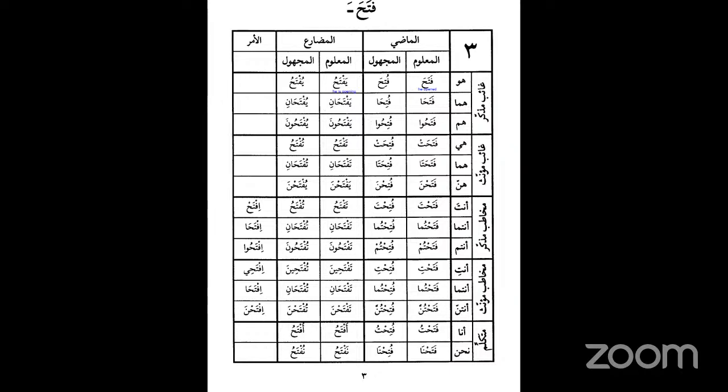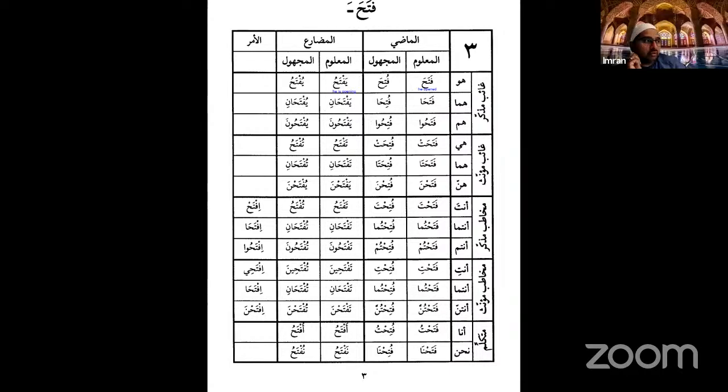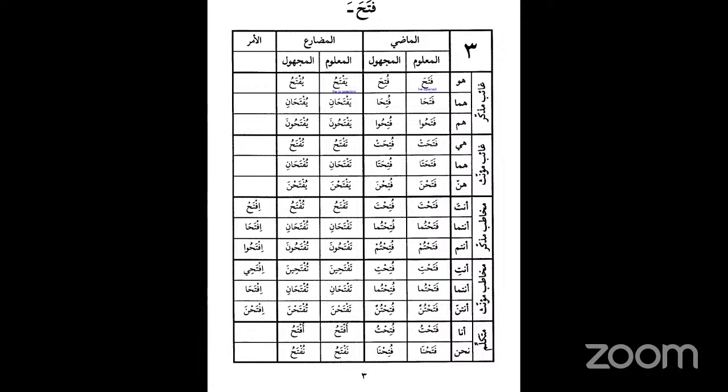أنت فتحت, you opened. أنتما فتحتما, you two opened. أنتم فتحتم, you all opened. أنت فتحتي, she opened. No, anti is you, one female. Oh, okay. أنتِ فتحتِ, you one female opened. أنتما فتحتما, you two female opened. أنتن فتحتن, you all female opened. أنا فتحت, I opened, and نحن فتحنا, we all opened.